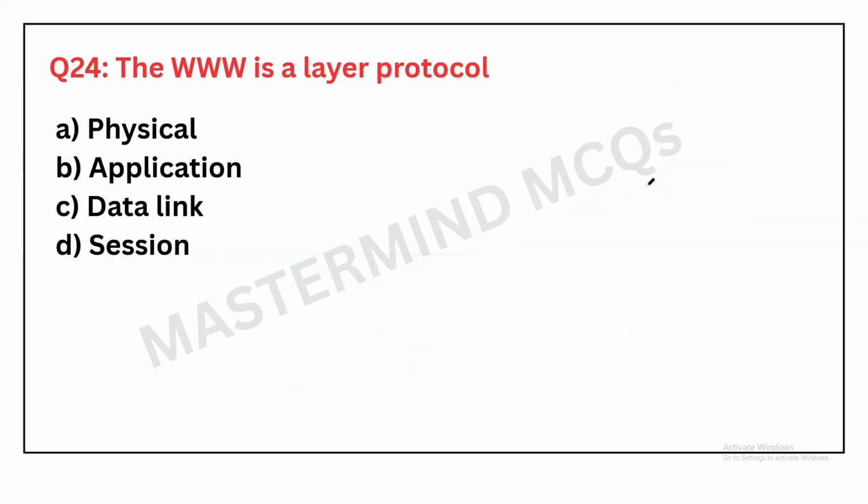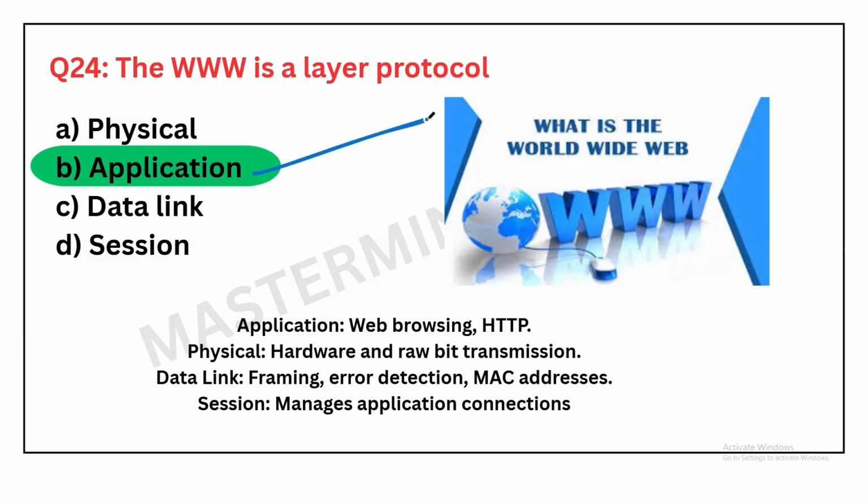Question number 24. The World Wide Web, that is WWW, works at which layer of the OSI model? Option A, physical layer. Option B, application layer. Option C, data link layer. Option D, session layer. The right answer is option B, application layer. The World Wide Web works at the application layer, which provides web browsing and communication through protocols like HTTP.